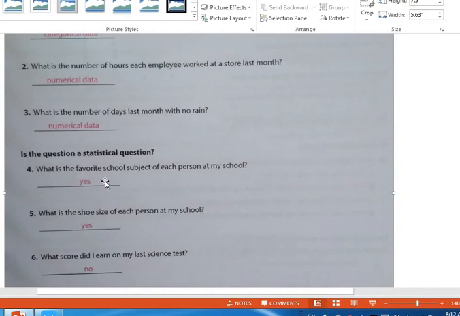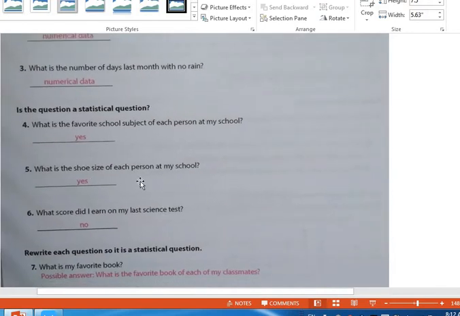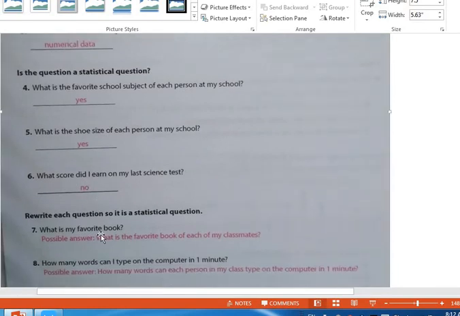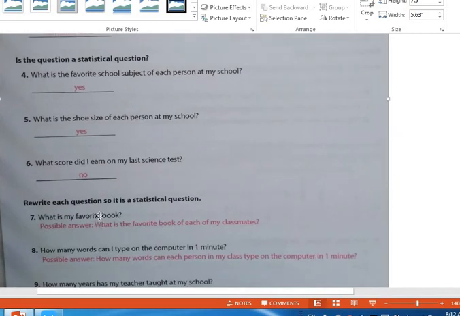Is this question a statistical question? What is the favorite school subject of each person at my school? Of course, it's a statistical one. It gives variety in answers from some part of the population. What's the shoe size of each person? Of course it's a statistical question. Next, I'm speaking about one person, so it's not a statistical question.